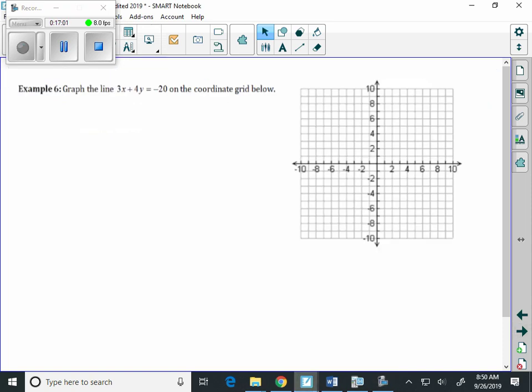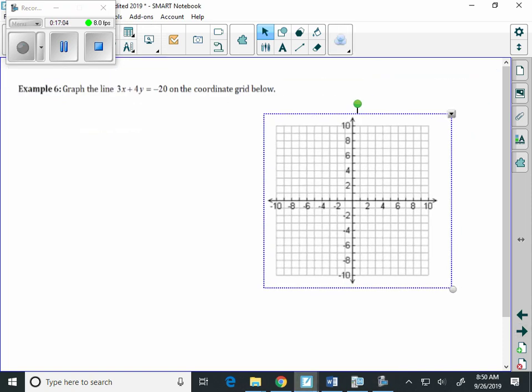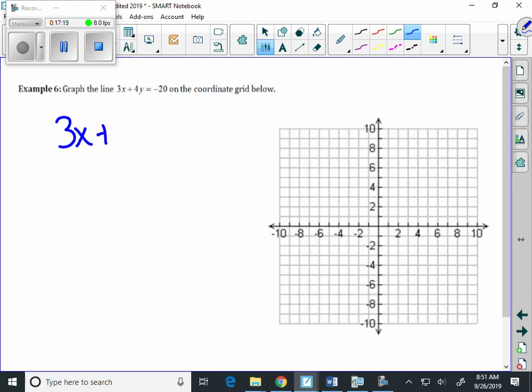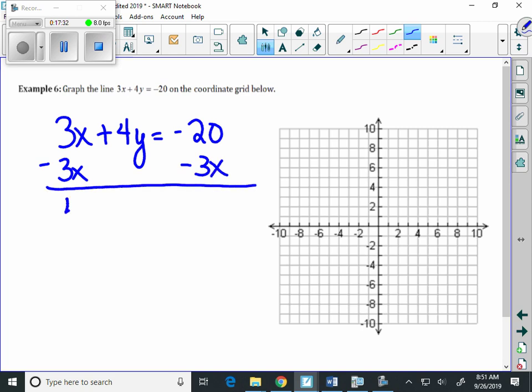So as we finish here, graphing a line: whenever we graph, we've got to put the equation in slope-intercept form. We can identify the slope, we can identify the y-intercept, and then we can draw the picture. I'm just going to write the problem down one more time so that you can see it a little bit better. Slope-intercept form means to solve for y. We're going to subtract 3x from both sides, and we get 4y equals negative 3x plus 20.